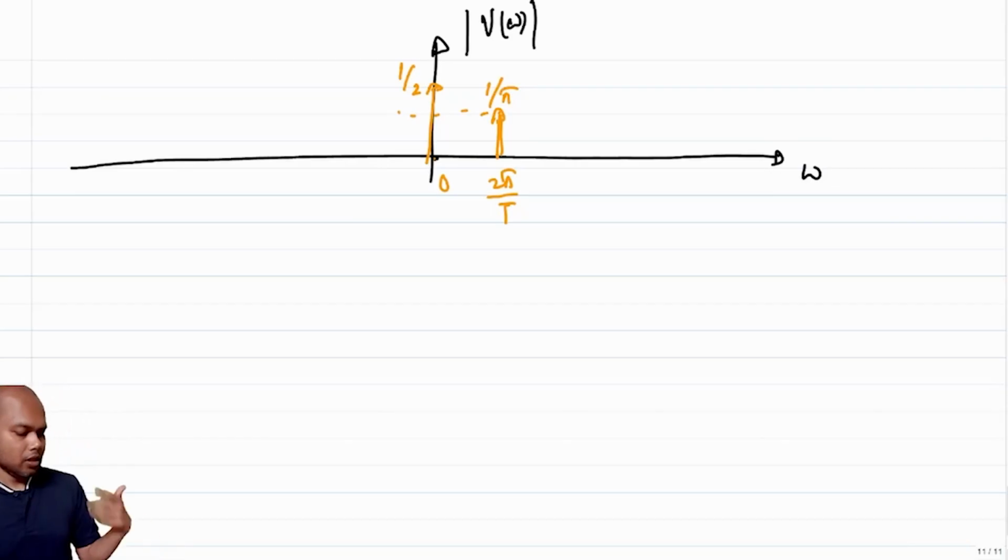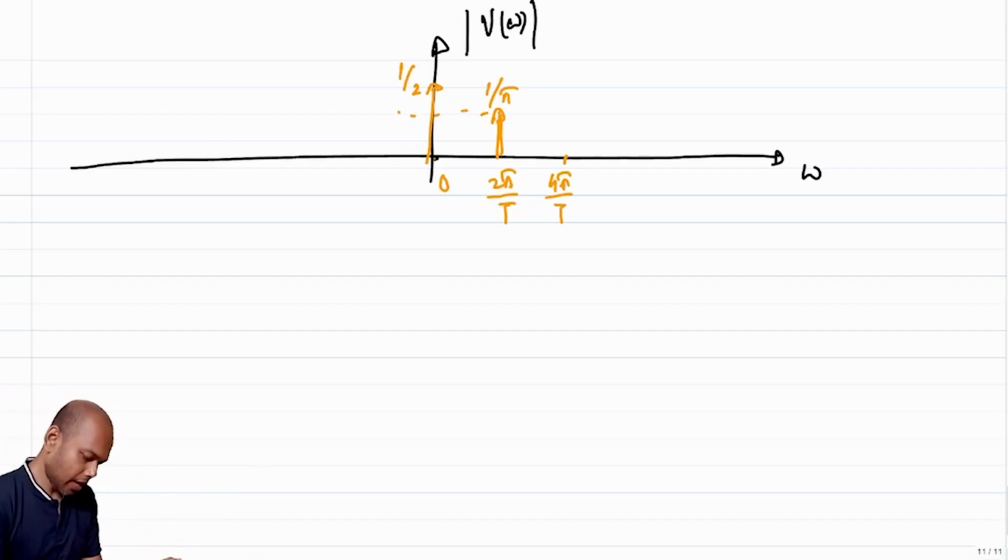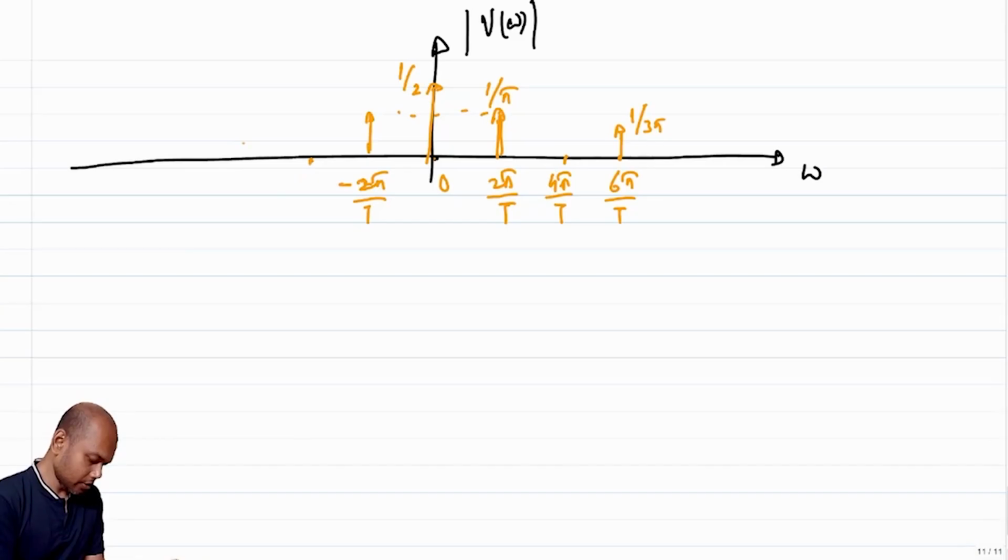Then at 2 omega naught, that is at 4 pi over T, we are not getting anything, we are getting 0. Then at 3 omega naught, that is 6 pi over T, we are getting 1 over 3 pi. Similarly, on the left hand side also, since I'm sketching the modulus, I'll get at minus 2 pi over T. Then here I'm going to get 0. Then I'm going to get minus 6 pi over T, and so on.